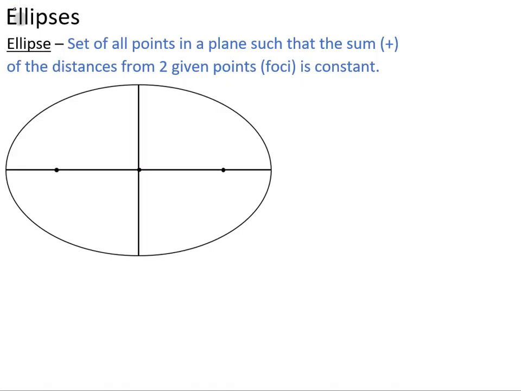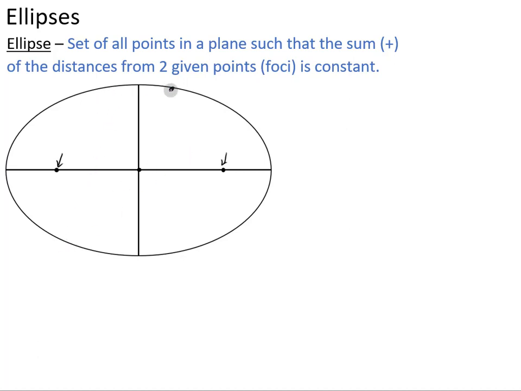All right, today we're talking about ellipses. Okay, how is an ellipse defined? It's the set of all points in a plane or two-dimensional surface such that the sum of the distances from two given points, called the foci, and these are our foci here, is constant.